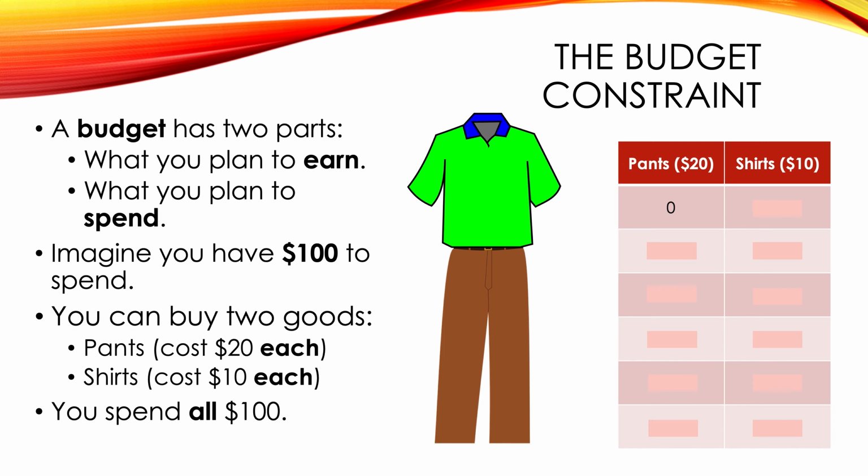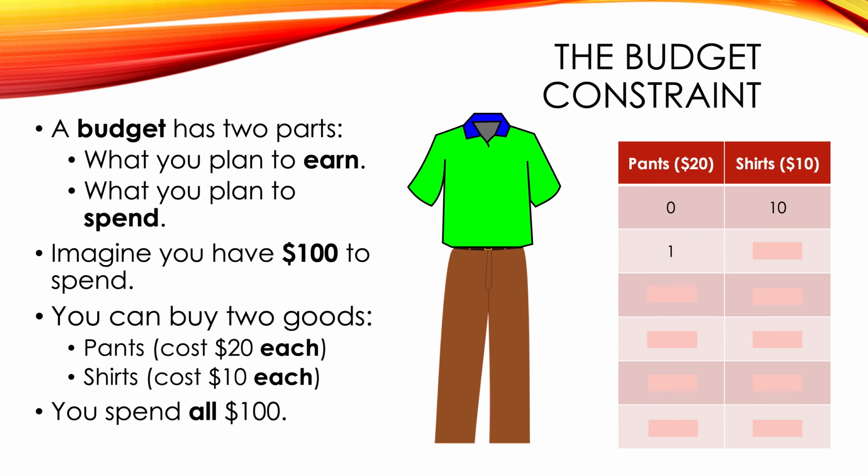So let's imagine you buy 0 pairs of pants. Well, if you buy 0 pairs of pants, how many shirts can you buy? Shirts cost $10 a piece, and you have $100 to spend. So if you're spending all $100 on shirts that cost $10 a piece, you have the ability to buy 10 shirts. Of course, that uses up all of your $100, so you can't buy any pairs of pants. So we've got a coordinate, right? We've got 0 pairs of pants, 10 shirts.